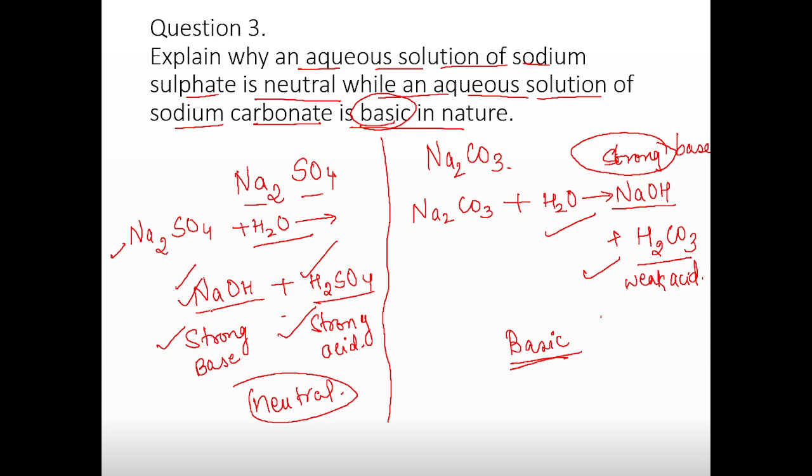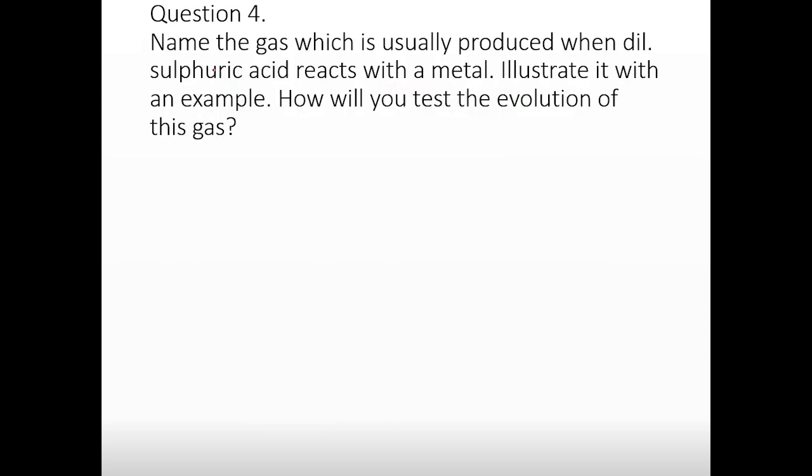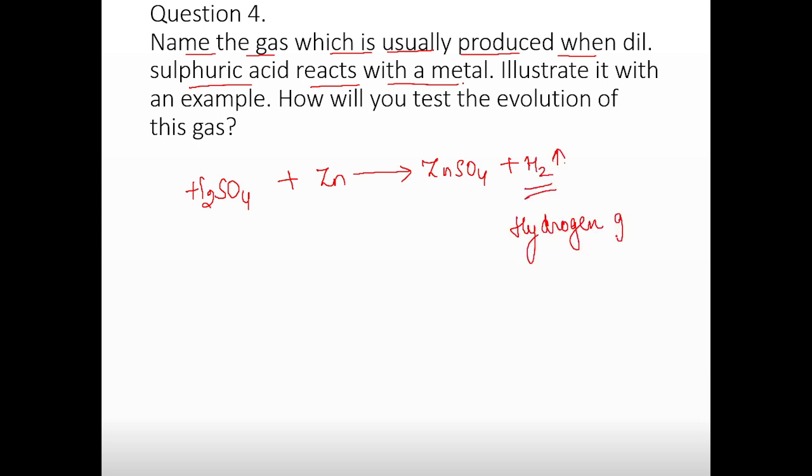Now let's move to question number 4. Question number 4 says name the gas which is usually produced when dilute sulfuric acid reacts with a metal. So let's write that. H2SO4 when reacts with zinc, it is definitely going to produce ZnSO4 plus H2. So we know that H2 is going to be produced, right? That is the hydrogen gas will be produced.